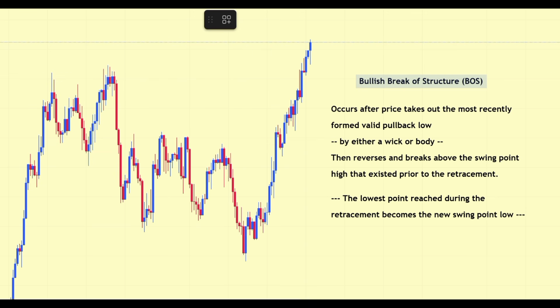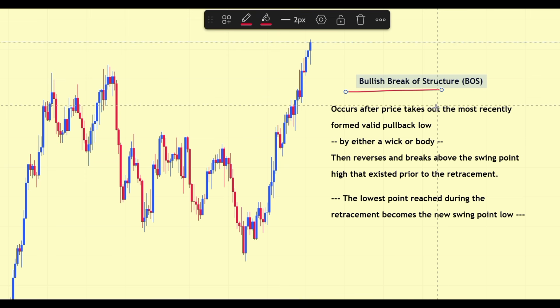Okay, so before I start, make sure that you know how to identify valid pullbacks. Otherwise, you may consider watching the previous part, valid pullback identification, before we proceed with this one. Okay, so in True SMC, a bullish break of structure occurs after price takes out the most recently formed valid pullback low. The keyword here is recently.